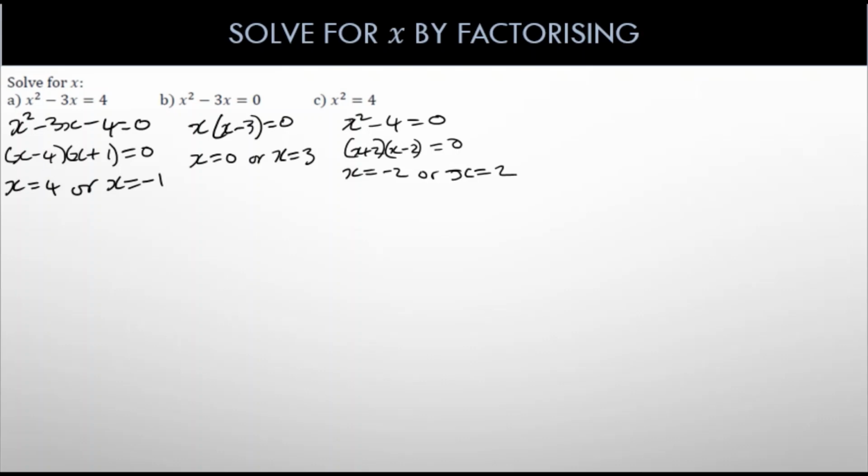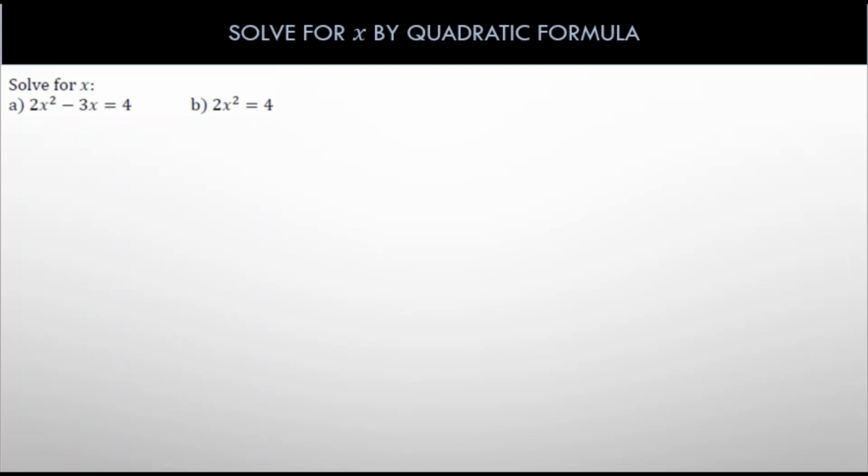Let's go to the next question. And the next question, we have to solve for x by a quadratic formula. And before we even start, let's write down the equation for the quadratic formula. So quadratic formula is quite easy. You do have it in the formula sheet. It's x is equal to minus b plus minus the root of b squared minus 4ac all over 2a. So very simple.